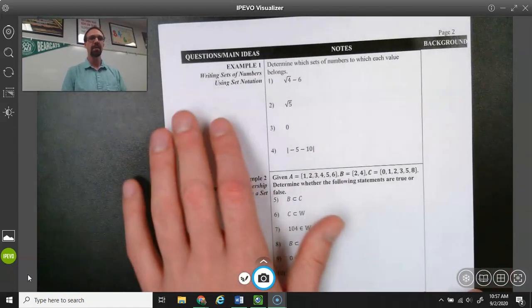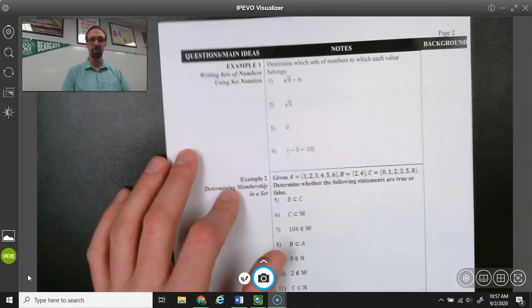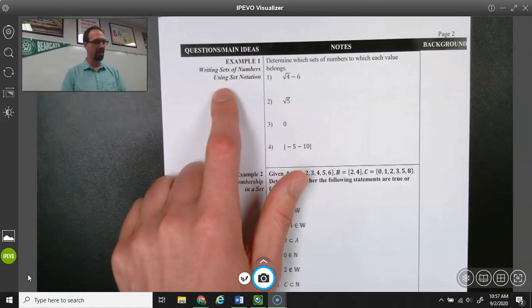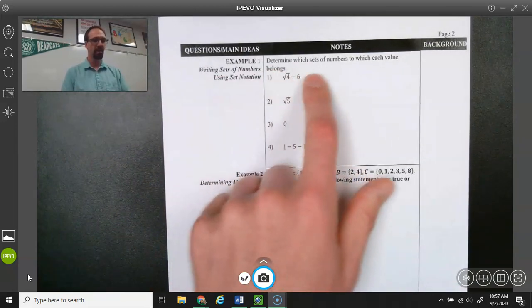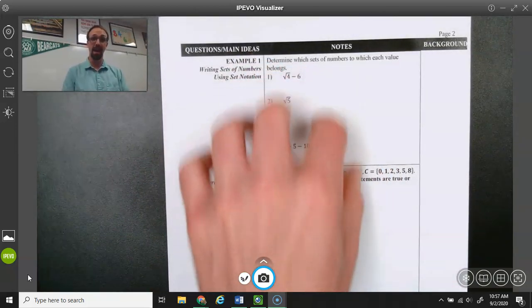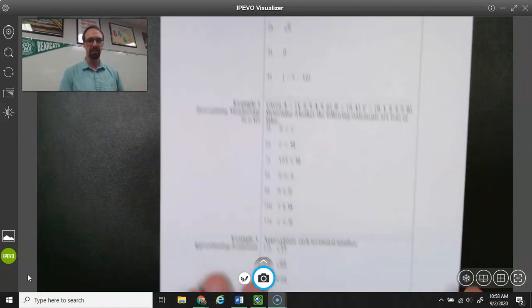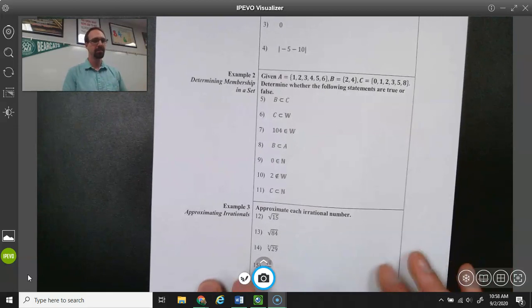I will have in here listing examples marked as well. So for example, example 1, writing sets of numbers using set notation, will have an answer associated with it here. Then you can expect to see a correlation with the homework. Same with example 2, example 3, and so on.